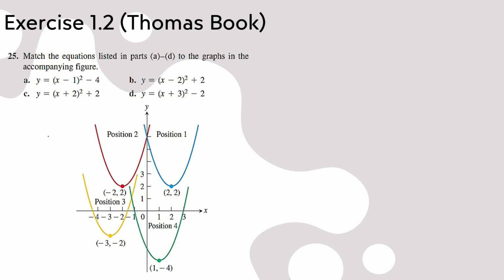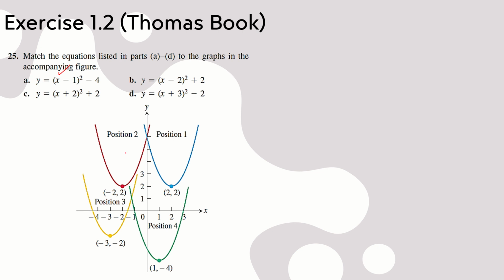Okay, so the first one is what? It is y is equal to x minus 1 whole square minus 4. So x minus 1 whole square is showing that the graph is shifted 1 unit to the right, and minus 4 means 4 units downward.